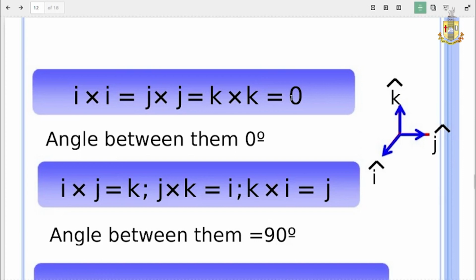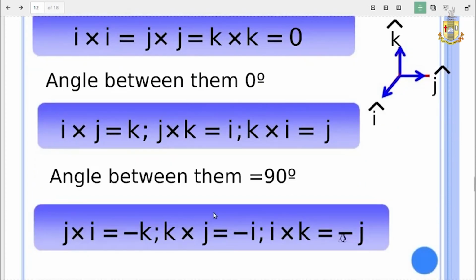If the two vectors are perpendicular to each other, then it is equal to the product of their magnitudes times sine of the angle. The angle is 90 degrees for perpendicular and 0 degrees for parallel. So for perpendicular vectors, I vector cross J vector equals K vector, J vector cross K vector equals I vector, and K vector cross I vector equals J vector.